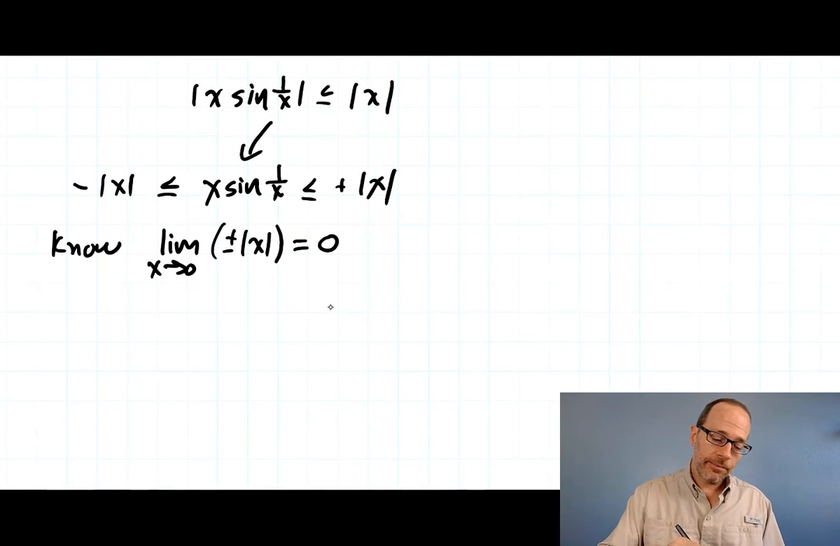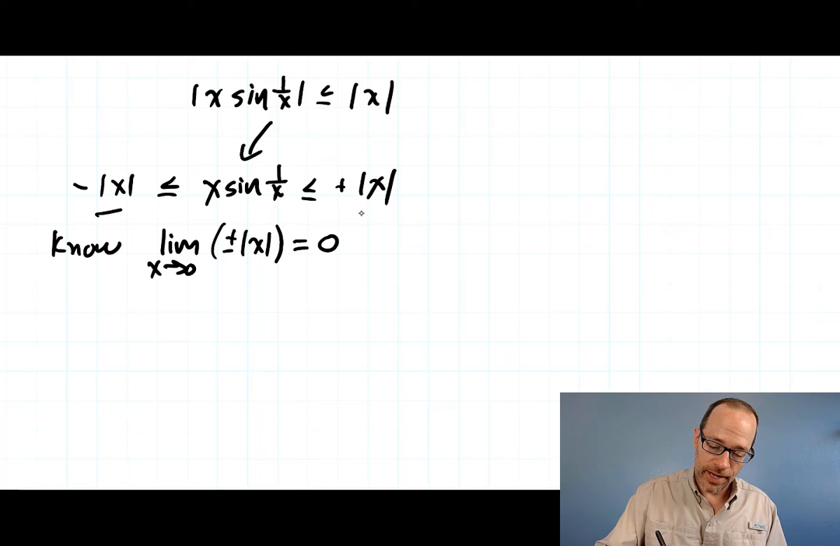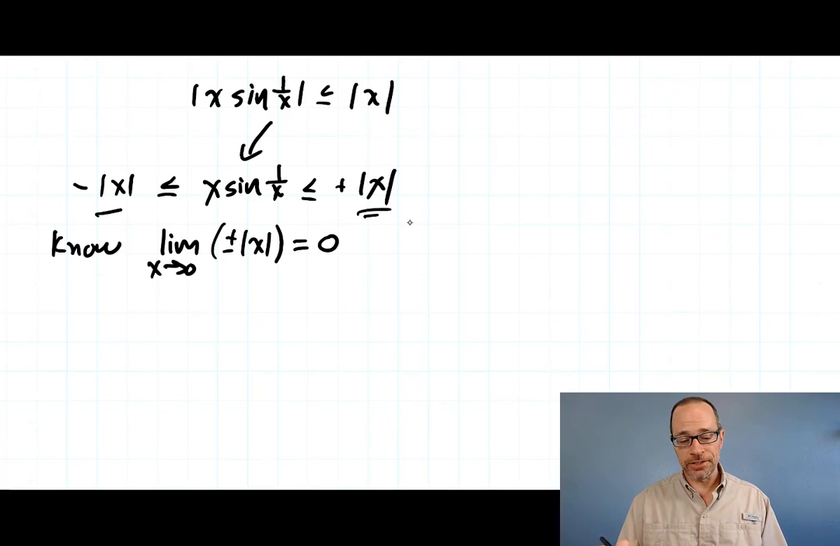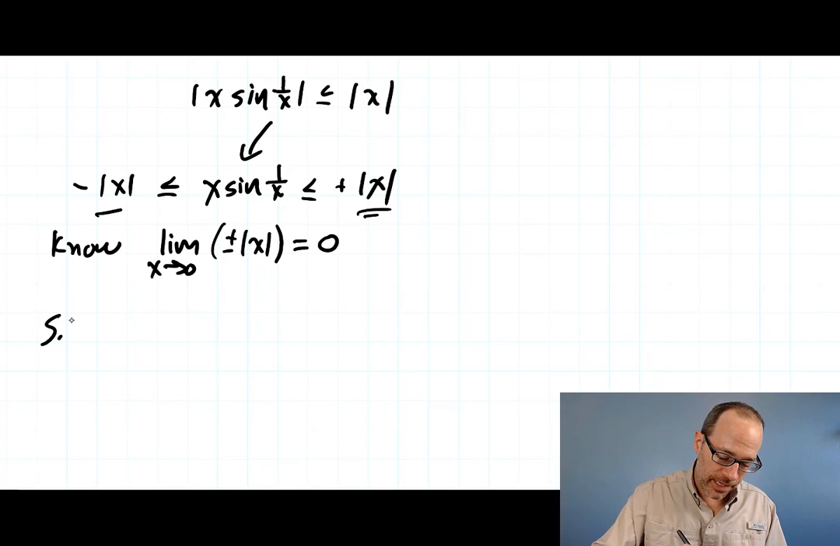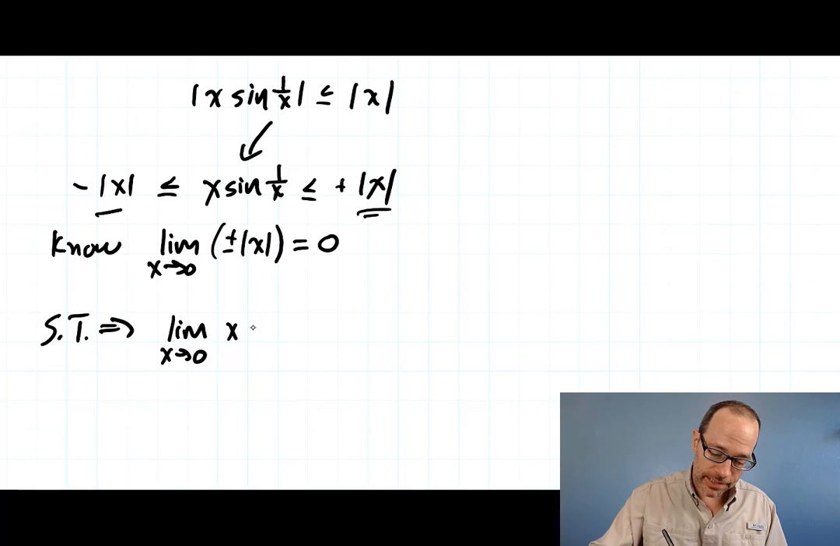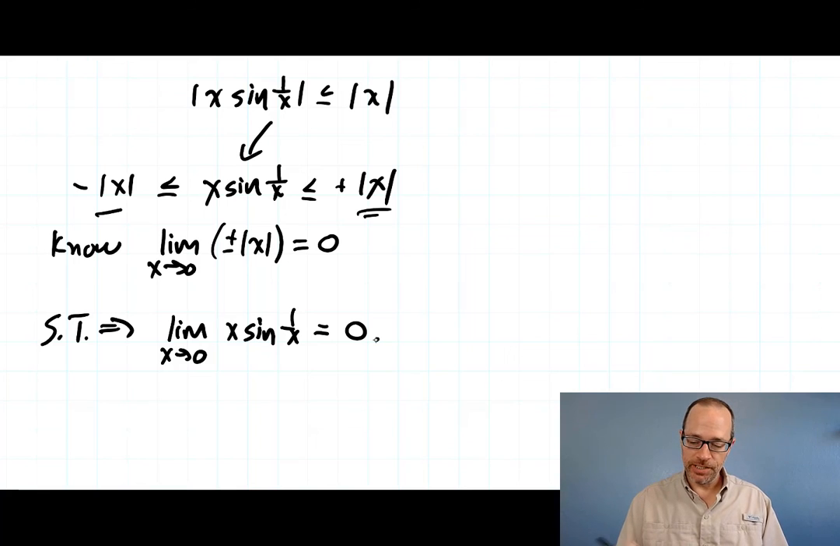So since the small function's heading to 0 and the big function is heading to 0, the squeeze theorem, ST, implies that the limit of the function in the middle, x sine 1 over x, has to be 0 as well. All right? That's an application of the squeeze theorem.